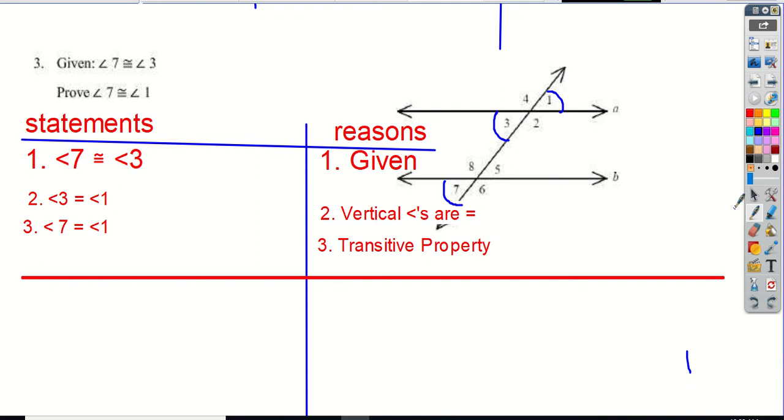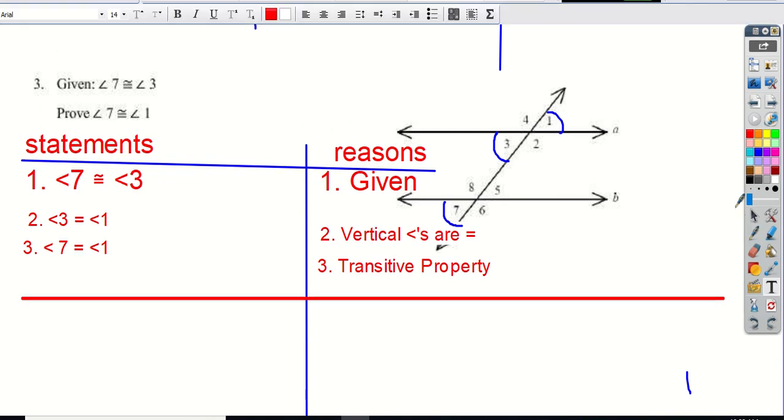Alternate exterior. The only time the alternate exterior angles are equal is if the lines are parallel. We don't know they're parallel yet. Nowhere does it say they're parallel. But we can use 7 and 3 to get them parallel. So for step 2b, we're going to say that lines A and B are parallel.